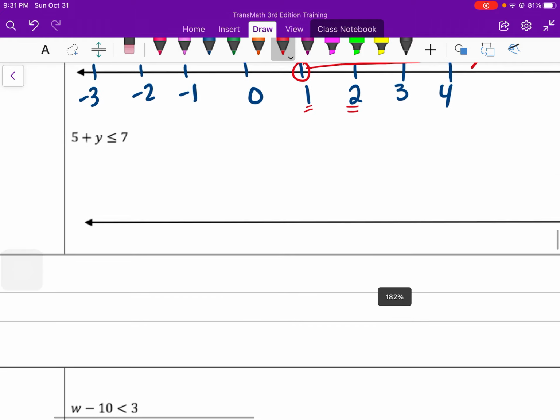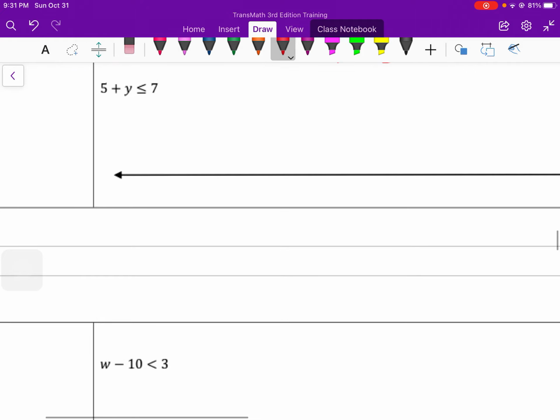All right, let's try it again. We have 5 plus y less than or equal to 7. Since I have a positive 5 here, and I'm trying to solve for y, I want to get the y by itself. So to get rid of a plus 5, I would have to take a minus 5 on both sides. So I do this to the left, I'm going to do it to the right as well, because 5 minus 5 is 0, so on this side I have y.